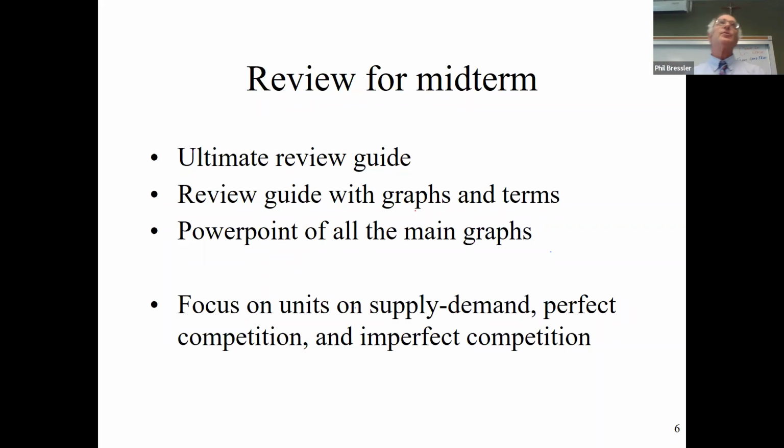I put a review packet together with graphs and terms. If that's of benefit to you, that's better. And then I have the PowerPoint of all the main graphs, okay? If I had to focus, I'd focus on supply, demand, perfect competition, monopolies, oligopolies, and monopolistic competition, which is imperfect competition. That makes up 60% of the test. So if I could get better somewhere and you got better there, you would be taking a huge chunk of the test, okay?